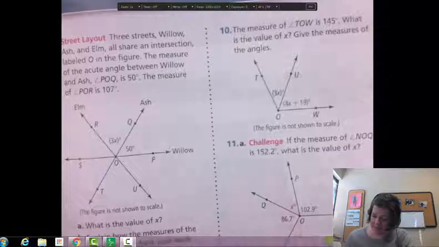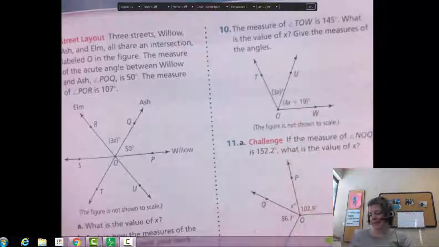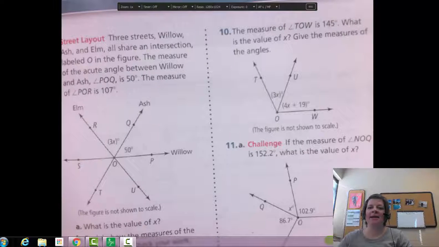Okay, so that was this problem here. And that was about as hard as they made them in this section.